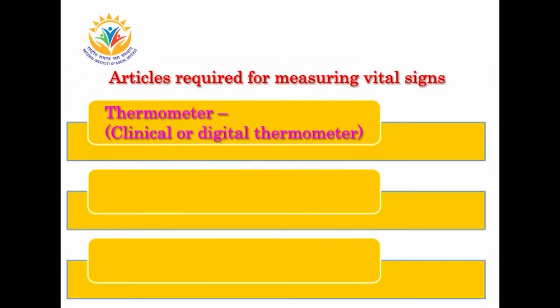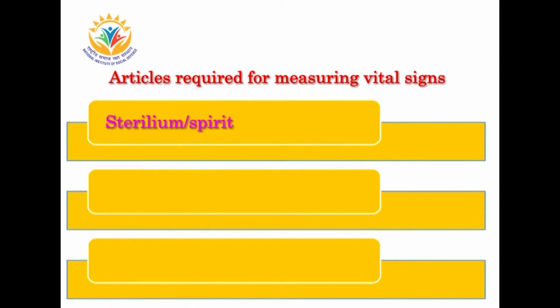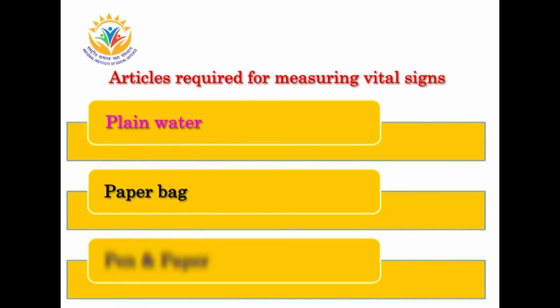The articles which are required for measuring these vital signs are: number 1, thermometer, which could be a clinical thermometer or a digital thermometer, BP apparatus and stethoscope, spirit or sterilium, cotton swabs, kidney tray, plain water, paper bag and pen and paper for documentation.